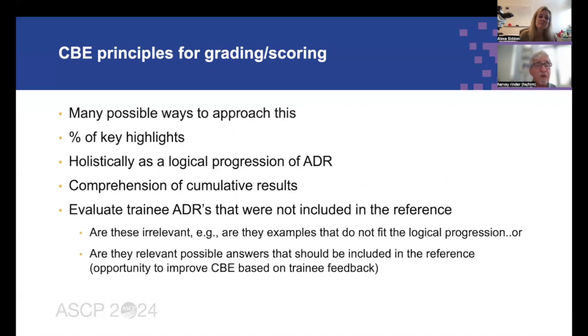And finally, we evaluate ADRs that weren't included in the reference. Some might be irrelevant. There might be examples that don't fit the logistical progression, but they also might be very relevant possible answers that actually should be included in the reference. For example, we can now improve our CBE based on trainee feedback, such as asking for thrombocytopenia in the prior case.